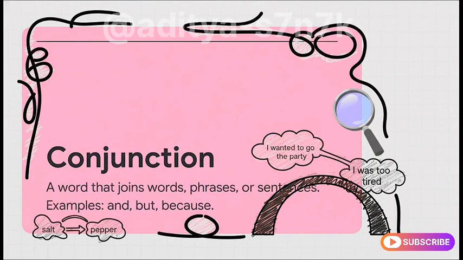Let's talk about conjunctions. If prepositions are the glue, conjunctions are like the super glue of language. They can do simple things, like joining two words, salt and pepper. Or they can do heavy lifting, connecting entire complex sentences, like, I wanted to go to the party, but I was too tired. Those little words, and, but, because, they are absolutely essential for building bigger, more interesting ideas.